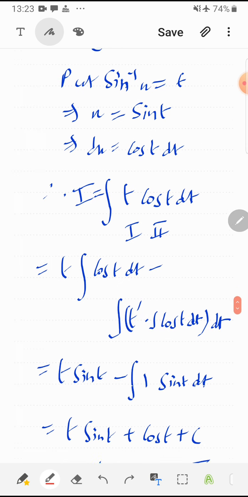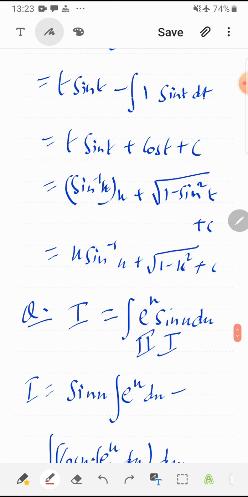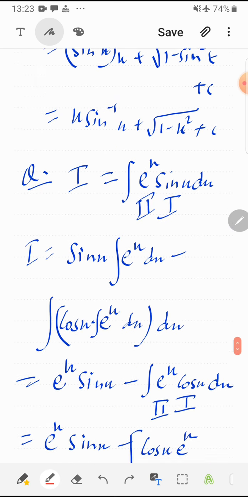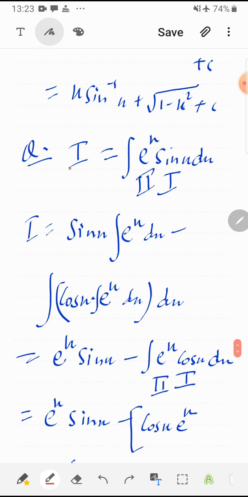Okay, next is I is equal to integral of e raised to the power x sin x dx. This is a very important question. So I am putting this integral symbol as I. Trigonometric function is first function and e raised to the power x is second function. First function as it is, integral of second minus integral of differentiation of first function into integration of second function.